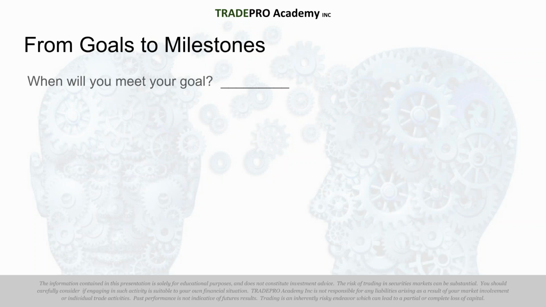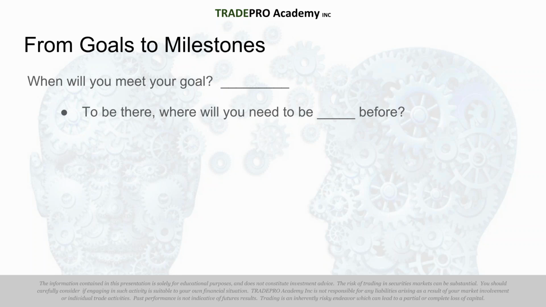Let's say, for example, somebody said within a month. So we're going to say July 5th. My goal will be met. All right, perfect. That goal is already done. We're assuming that it's already happened. To be there on July 5th, where will you need to be?